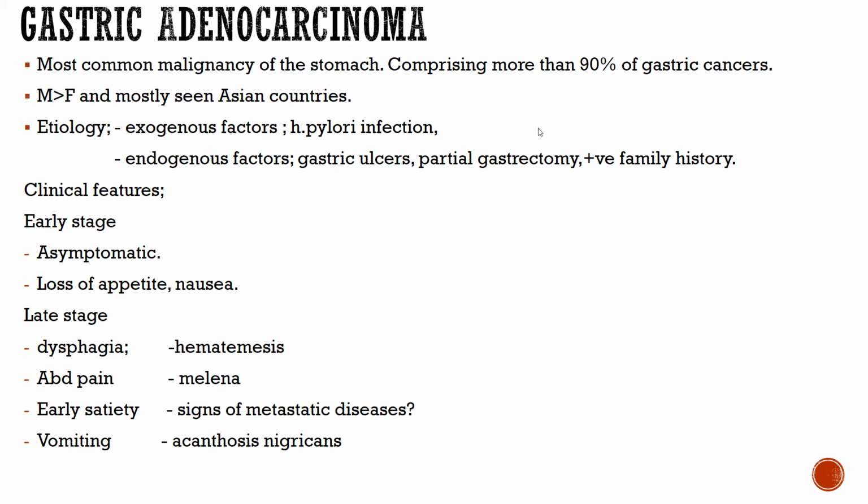Okay, in the late stage of gastric adenocarcinoma, it metastasizes and it can go to different parts of the body. Okay, but we'll come to that later.